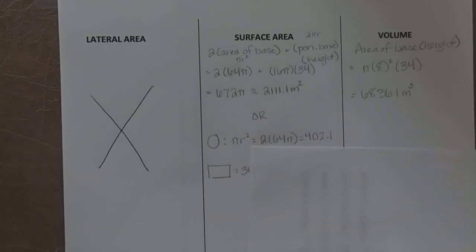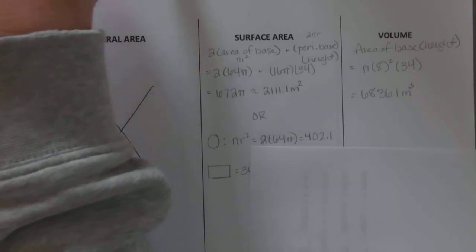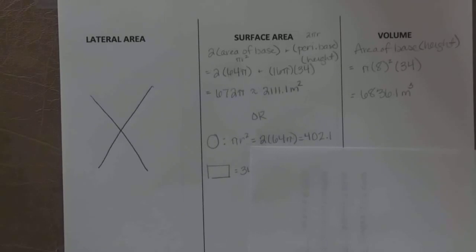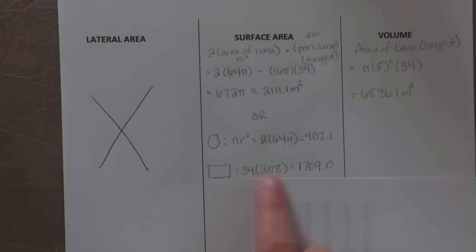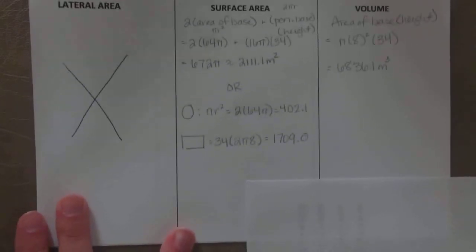And that's 402. And then for the rectangle, if you think about how you're going to find the area of this rectangle, it's just the height, and the length around the circle would be the width, or the length of the top of the rectangle, and that's just the perimeter of the circle, which is the circumference. So to find that would be 34 times 2 times pi times the radius, which is 8. Oh, look, the exact same thing as this. And that's 1709. And if you add them together, you get the same value. Again, whichever way makes more sense to you, please do it that way.